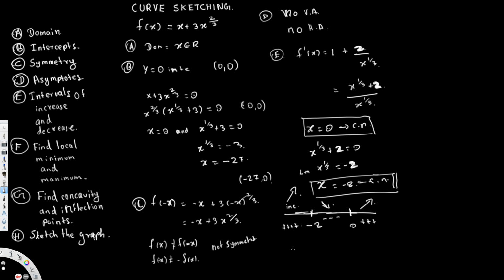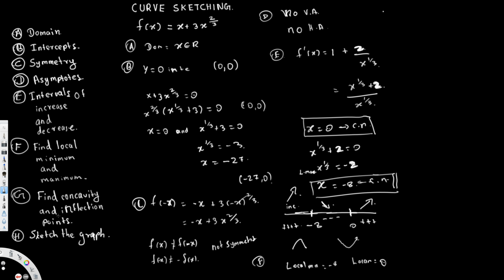Increasing and decreasing mean the graph is going something like this, right? So it means it's a local maximum, and then from -8 to 0 it's decreasing, then after 0 it's increasing. It means it's going down and going up, so that means local minimum. So the local maximum is at -8, and the local minimum is at 0. So these are the 2 points we need to know. And then for the F part, that's what we've done here. So the F part is done, and let's go to the G part.